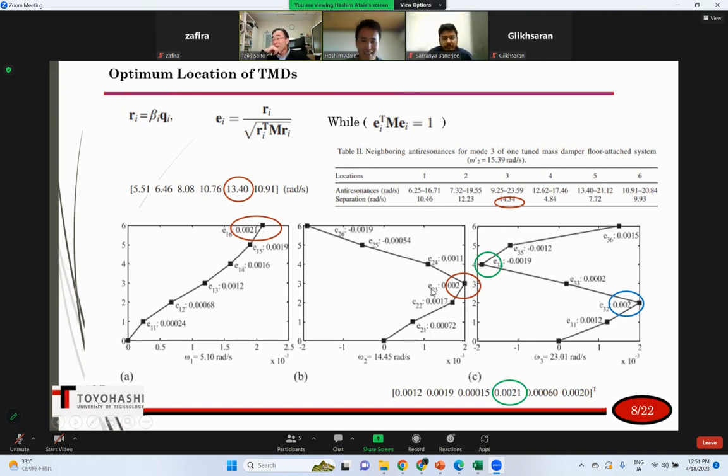Sorry, Ataya-san, I couldn't follow. What is the separation? Separation: each mode frequency has two anti-resonance frequencies, one on the left and one on the right side. The difference between those two anti-resonance frequencies is the separation. For example, location 1 is 6.25, another one is 16.71, so the difference is 10.46 from this table.